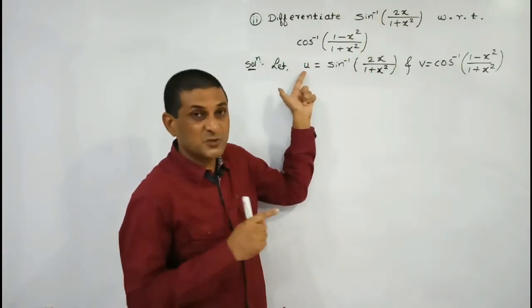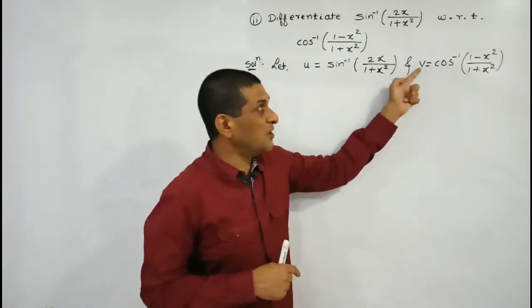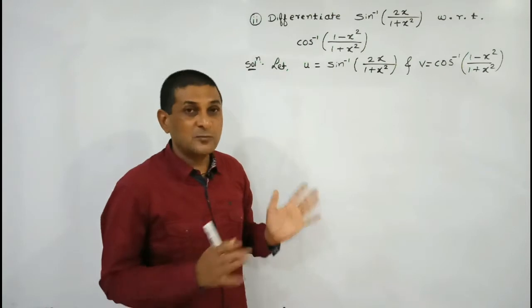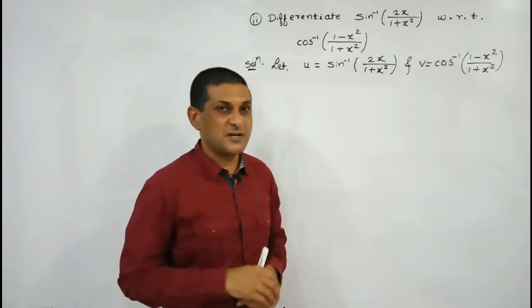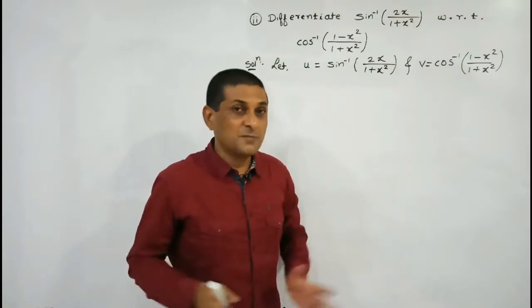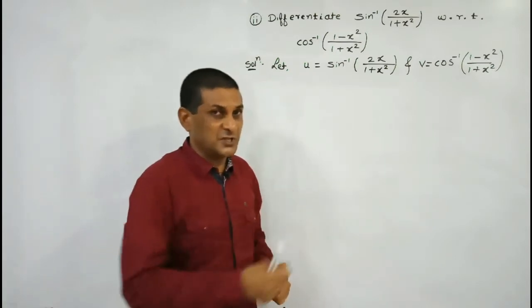Now first function means what? U, and second function means what? V, means we have to differentiate u with respect to v. As it stands, both the functions are inverse trigonometric functions. Whenever the functions are inverse trigonometric, we are trying to simplify it using substitution method also.